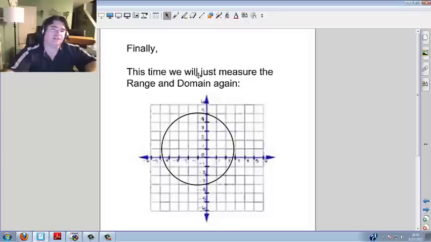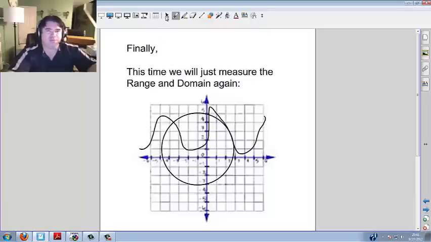Finally, this time we will just measure the range of domain. Now how are you going to do that in a circle? We're just going to find the maximum and minimum. Hint, you're going to do that again in Algebra 2, Pre-Calculus, and Calculus, finding maxes and mins. So this ain't no different. What's the difference with Pre-Calc and Calc? You just do this stuff. It's going to be like a wavy line. But we're not doing that right now. I'm just giving you a preview.